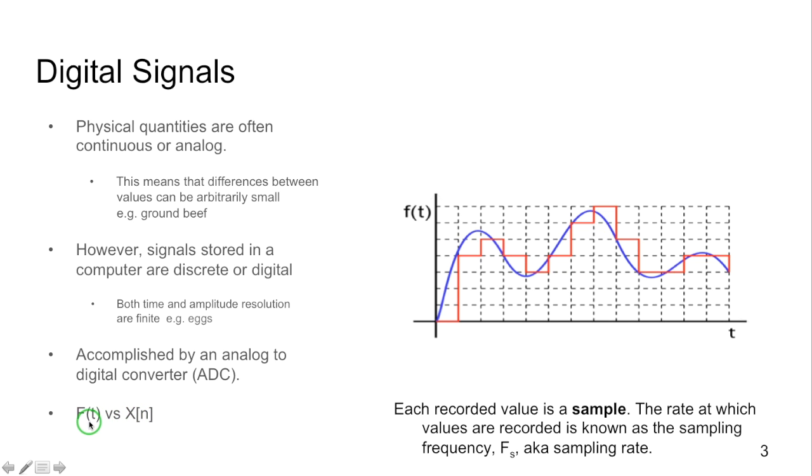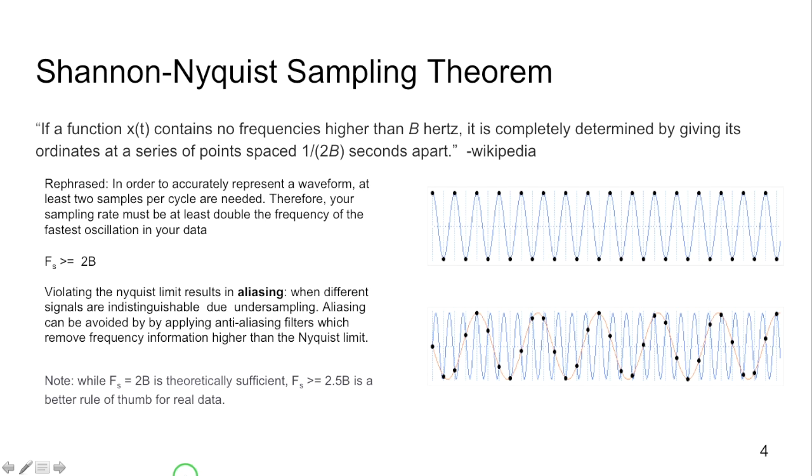In terms of mathematical notation, continuous functions are normally denoted by parentheses, whereas discrete functions are denoted by the square brackets. So the sampling rate at which we acquire our data does put limits on what kinds of information we can extract from the data.